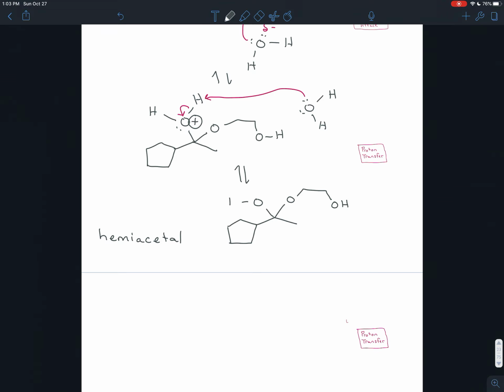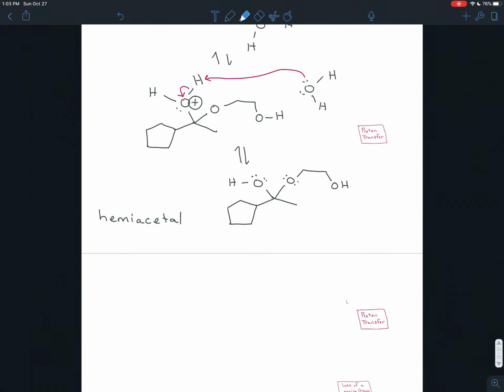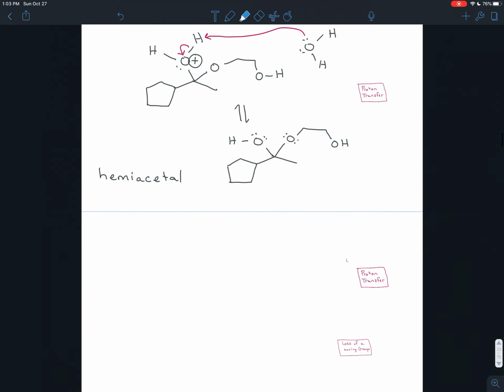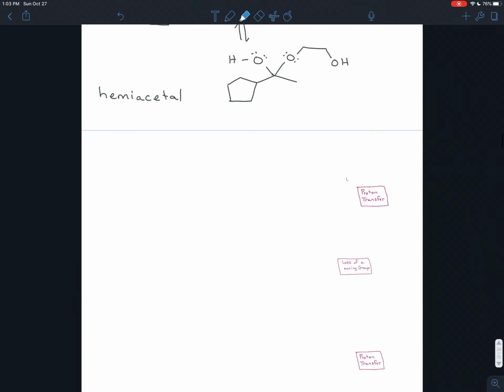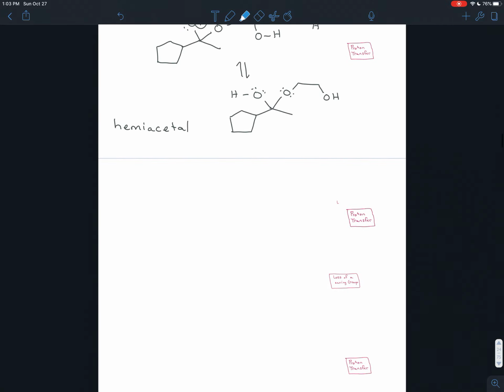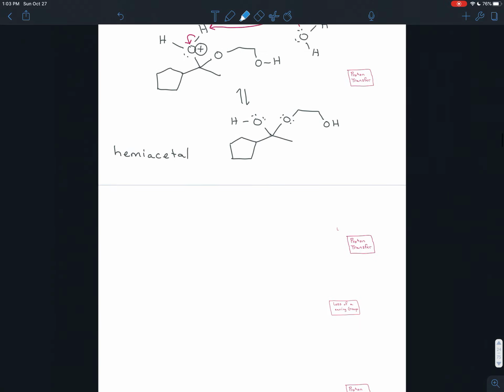And actually, let me draw that bond. So our hemiacetal here, we have an ether and an alcohol bonded to the same carbon. That's our hemiacetal. Well, we are almost done. We just have to make the journey from the hemiacetal to the acetal.